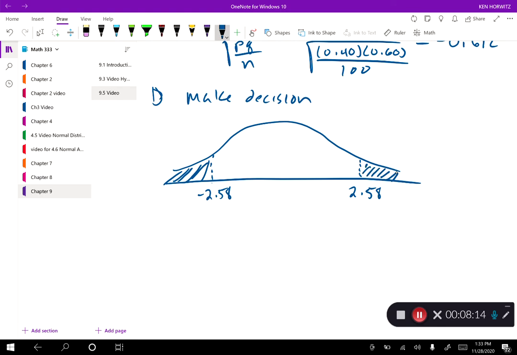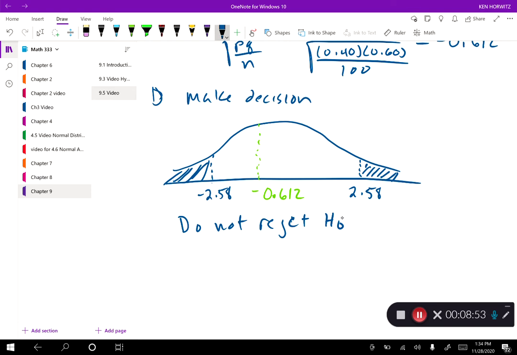Now remember, if it falls in the shaded region, we are going to reject. If it does not fall in the shaded region, we are going to not reject. So my negative 0.612 falls outside of my rejection region. So I'm going to not reject the null hypothesis. And lastly, we need to summarize.